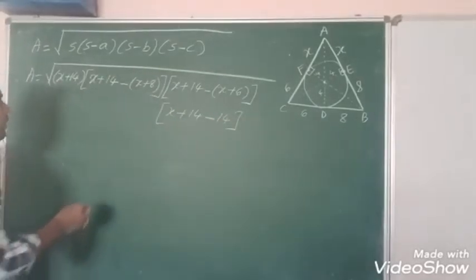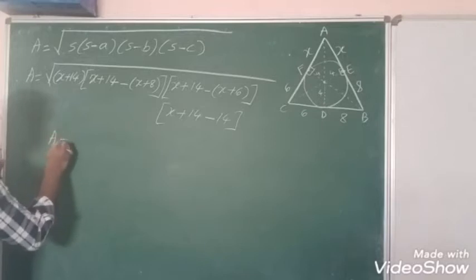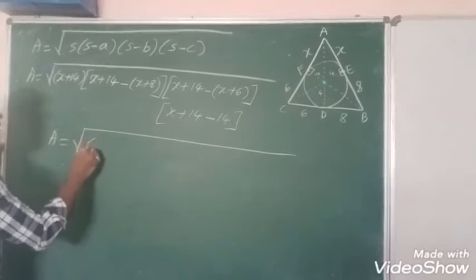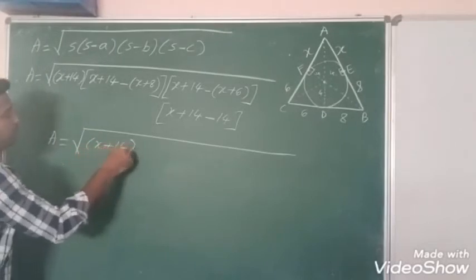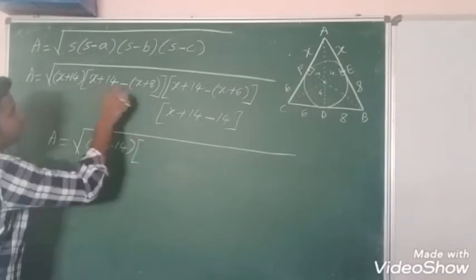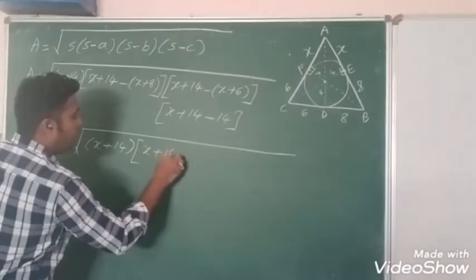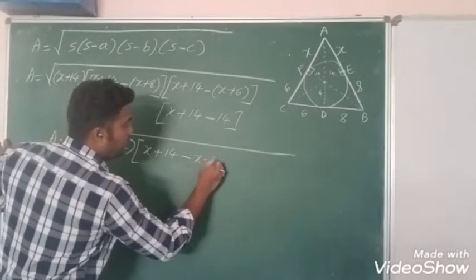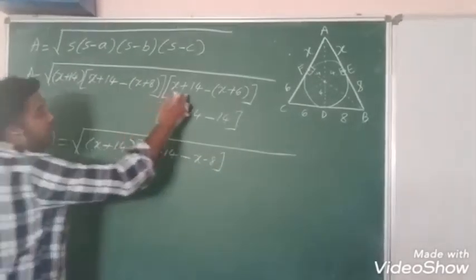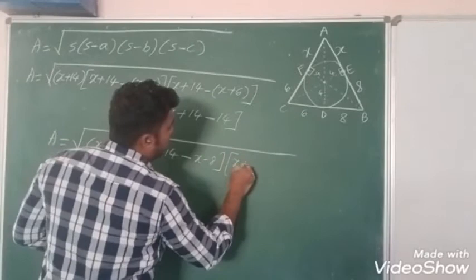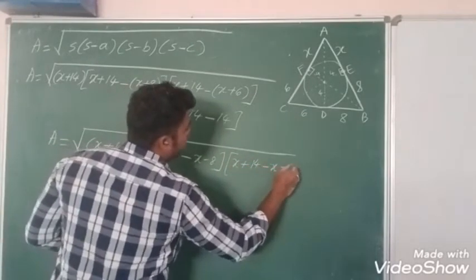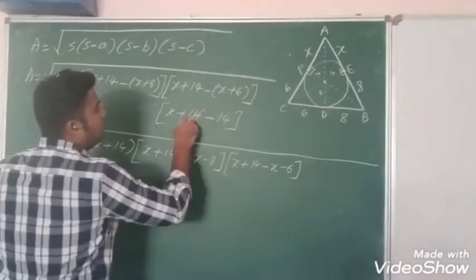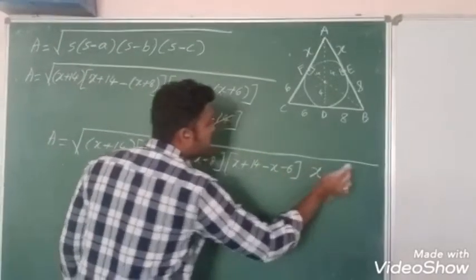Now if you observe further, A is equal to the square root of the whole. This is x plus 14. This one is the same. This we have to expand by taking the minus sign inside: minus of x minus 8. The bracket goes. Then this is x plus 14 minus x minus 6. And you could observe, these two get cancelled and the x remains.